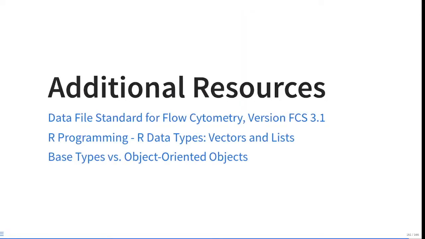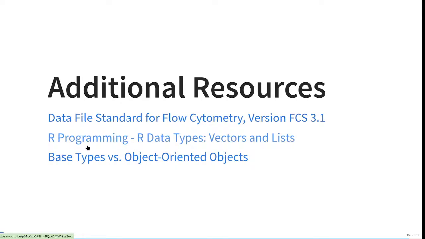The main additional resources for today: I know a few of you would like to look at what the actual keywords stand for, so I included the data file standard for flow cytometry. Some of you may still be trying to understand the difference between a vector and a list. The R programming video that I linked was much clearer for some of them as far as coercions, so I'm including it.